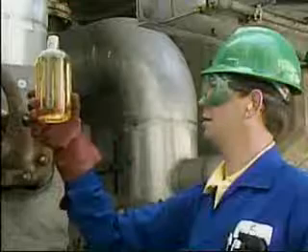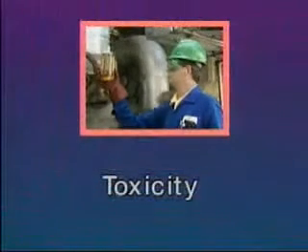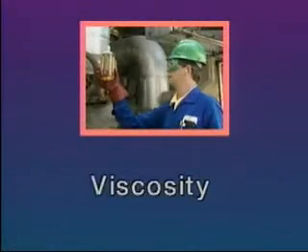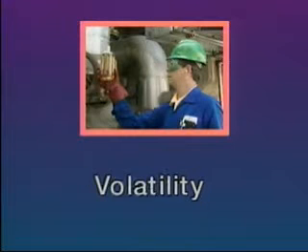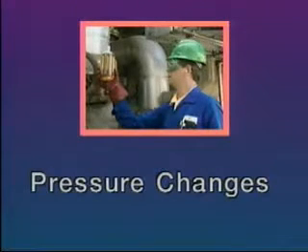During any bulk liquid transfer, the primary goal is to handle the liquid safely and efficiently. To do this, an operator should know the proper handling procedures, including emergency procedures, in case there's a spill or an accident. He should also be aware of some specific characteristics of the liquid. Five basic characteristics of a liquid that an operator should be familiar with are the liquid's toxicity, its viscosity, its volatility, how it responds to changes in temperature, and how it responds to changes in pressure.